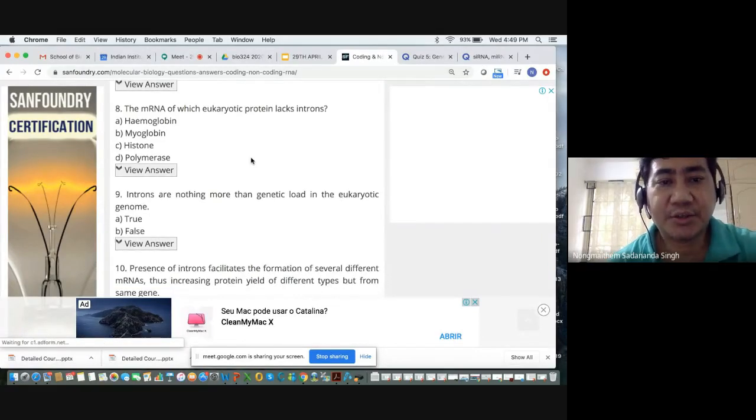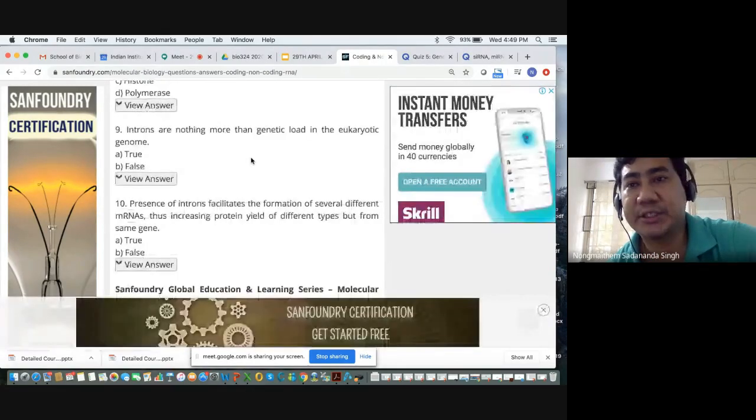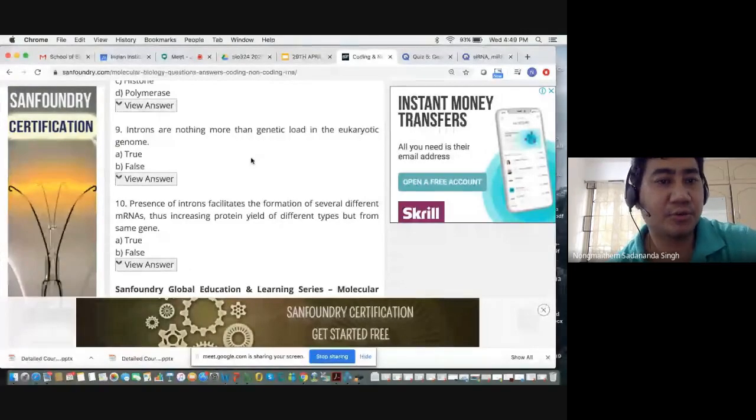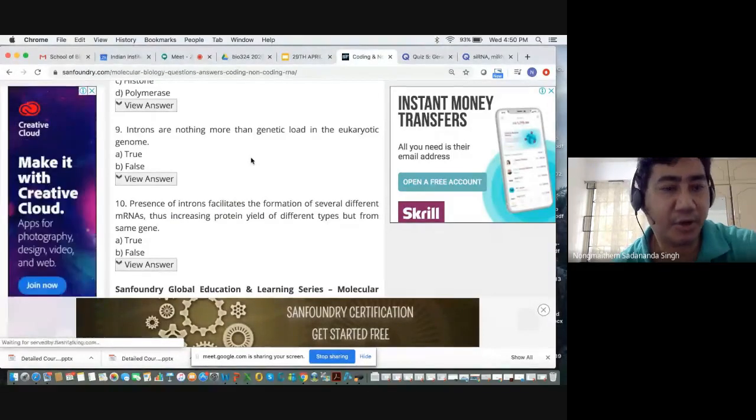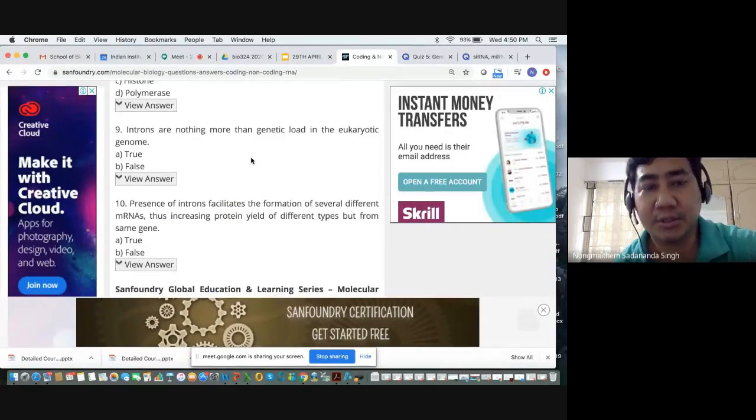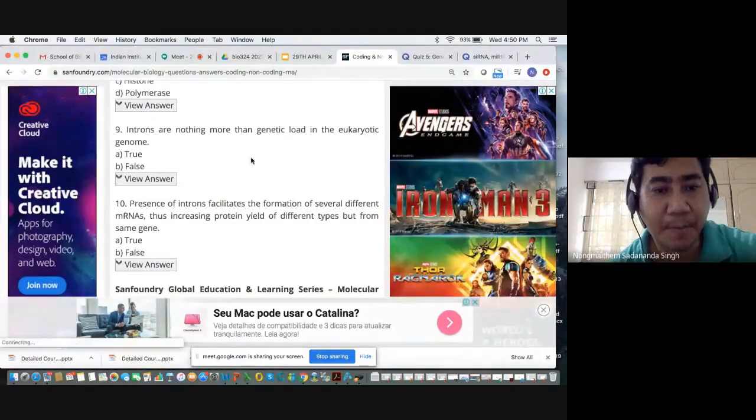Then introns, this is again very straightforward. Introns are nothing more than genetic load in the eukaryotic genome. Is it true or false? False. Many of the introns are regulated. They contain a lot of regulatory elements like microRNA targets, and they regulate which exons are included or excluded during splicing. They have functional roles.